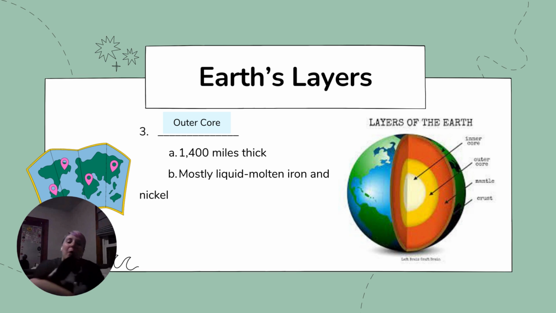The outer core is 1,400 miles thick, and it is made up of mostly liquid molten iron and nickel.